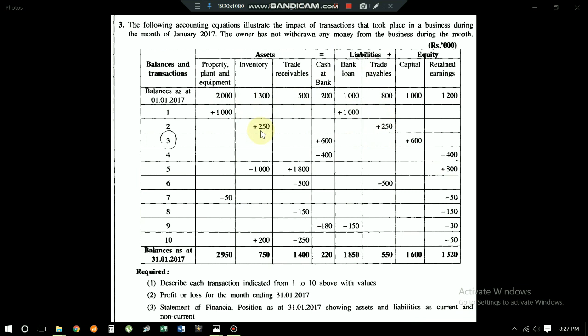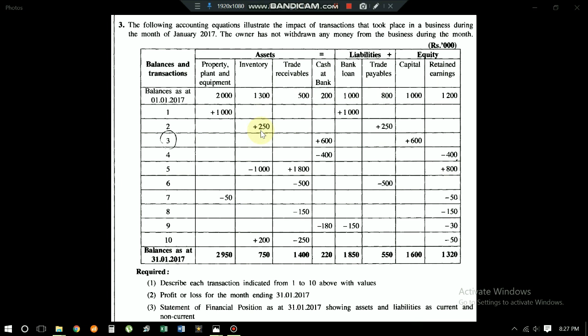Number 3, cash at bank gone up as well as capital gone up. We know capital column represent additional capital only. So obviously you have to write, obtain, receive an additional capital worth 600,000.